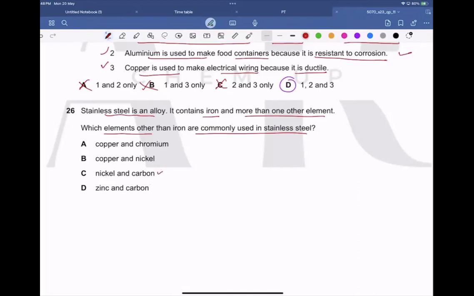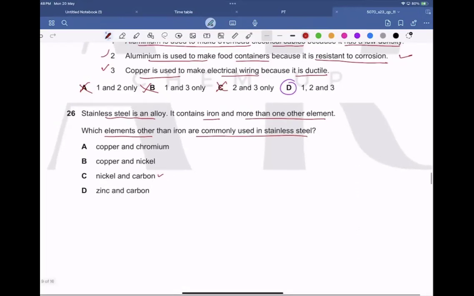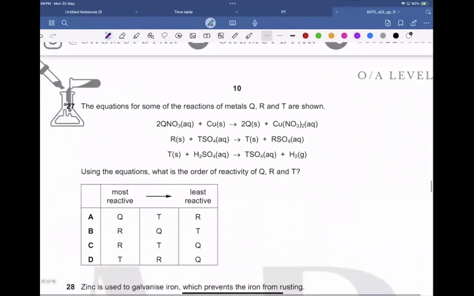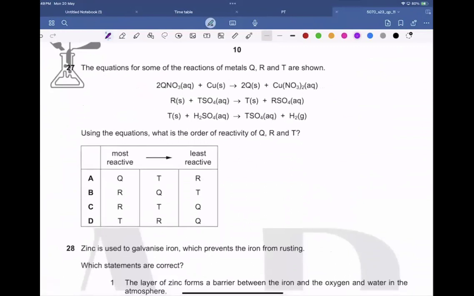So it's a memory based question. So you need to remember it, but not copper for sure, and not zinc as well. I think iron and nickel. So C is the correct answer. Sorry, carbon and nickel. So you have to remember such kinds of things. Now question number 27.